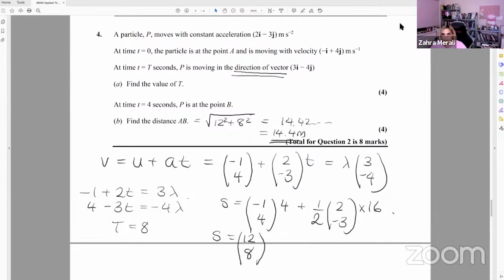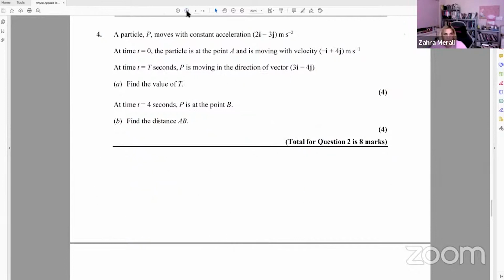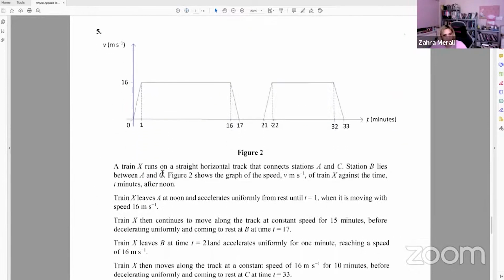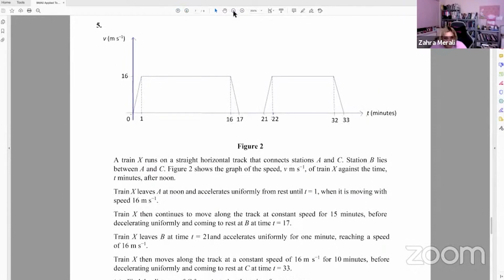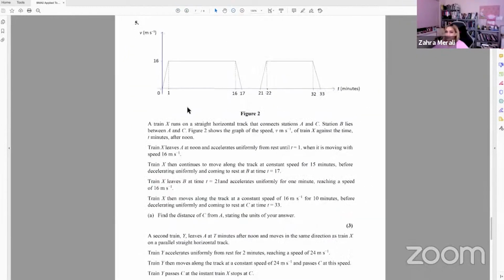Okay, next question, 7. Oh, this looks interesting. Let's have a look. Okay, so we've got a train on a horizontal train track moving at speed 16. Sorry, I'm reading it through with you guys.